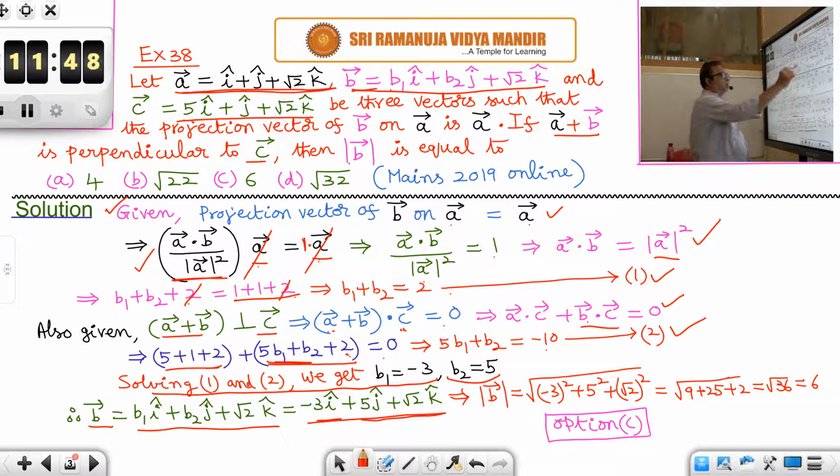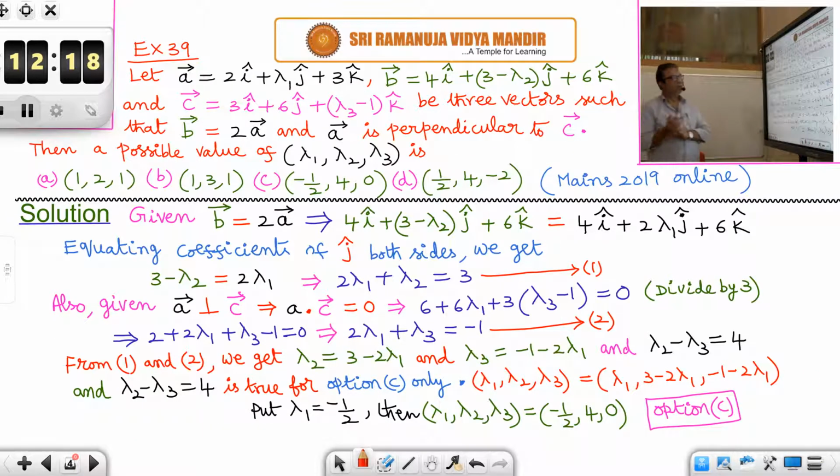He wants mod of b bar. So mod of b bar is equal to root of minus 3 whole square plus 5 square plus root 2 whole square. Root of 9 plus 25 plus 2, root 36, okay, 6. Okay, we got a rational number, not an irrational number. So 6 is in option C. Option C is correct. Let us see the next example.